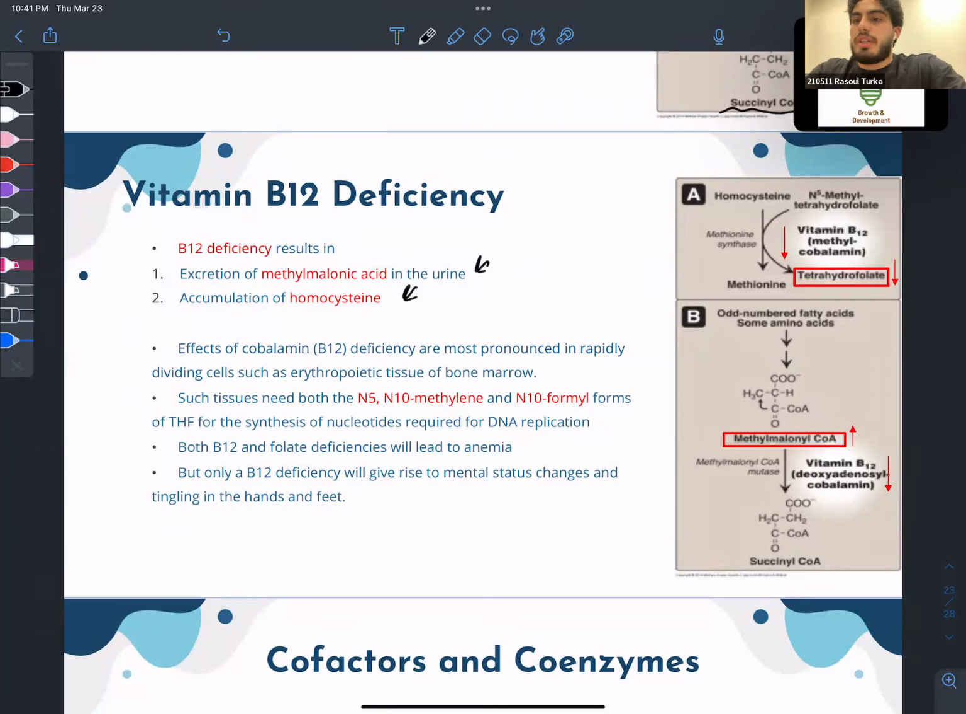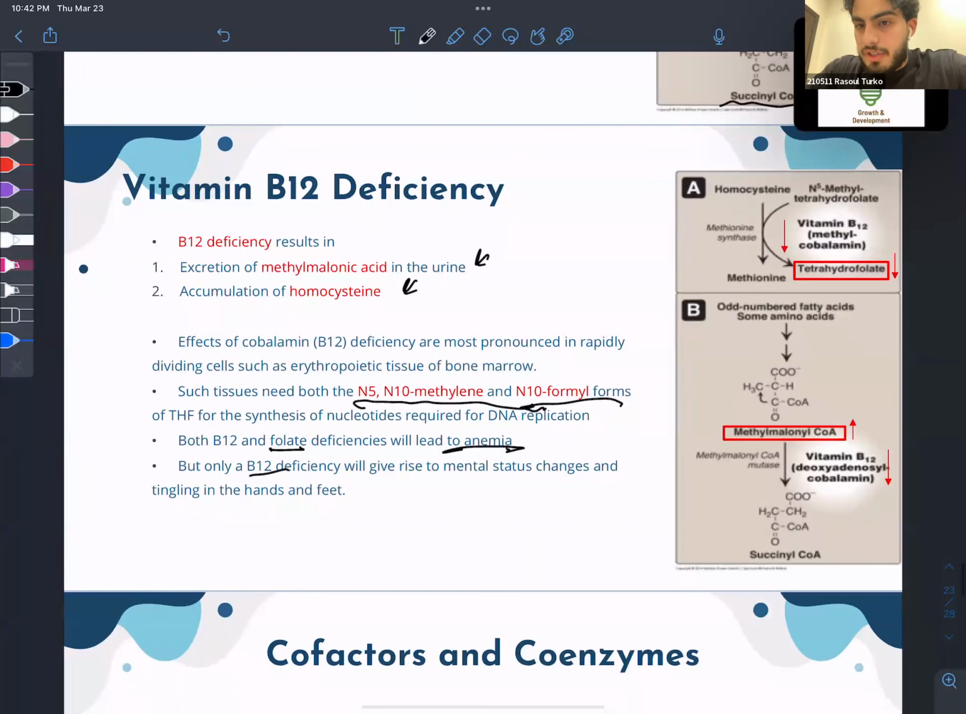So tissues that would need N5, N10 THF are the ones required for DNA replication. So when they don't have vitamin B12, when we don't have folate, it would give us anemia. Okay, and we talked about it in the slide above.